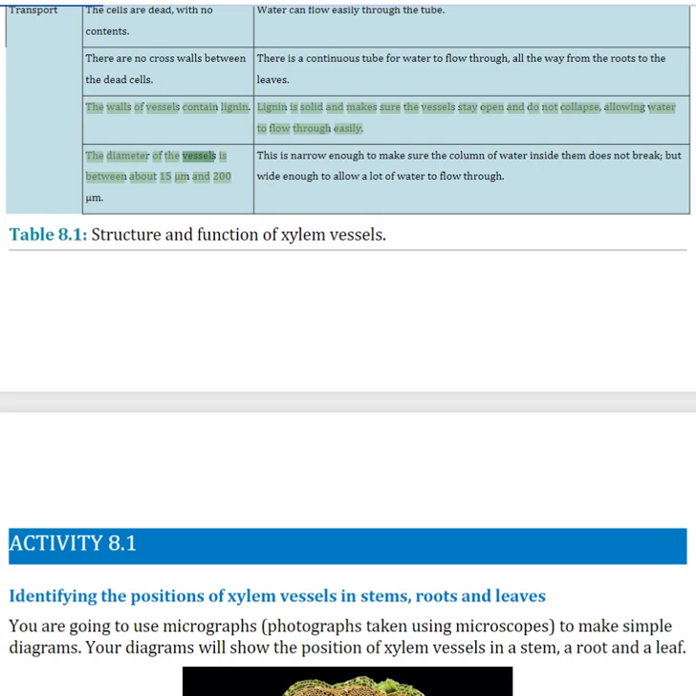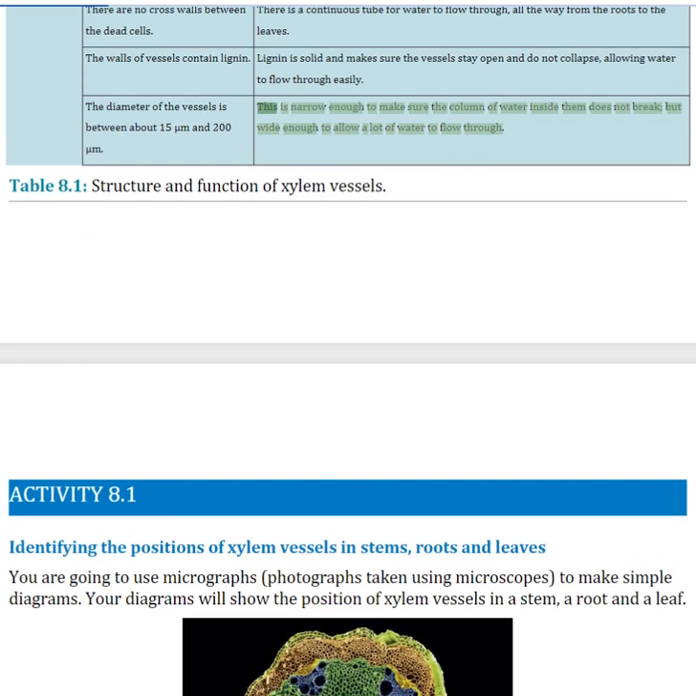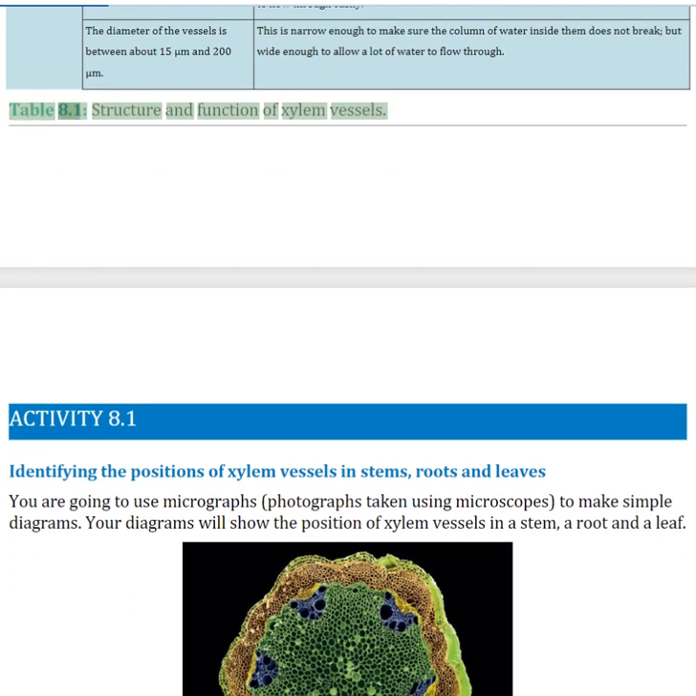The diameter of the vessels is between about 15 micrometers and 200 micrometers. This is narrow enough to make sure the column of water inside them does not break, but wide enough to allow a lot of water to flow through. Table 8.1, Structure and Function of Xylem Vessels.